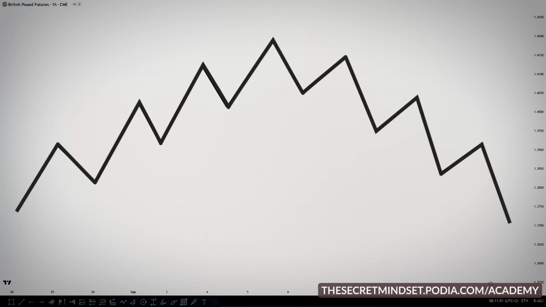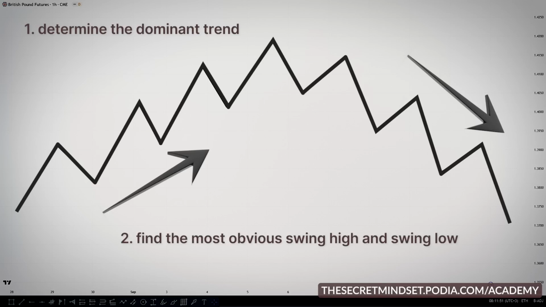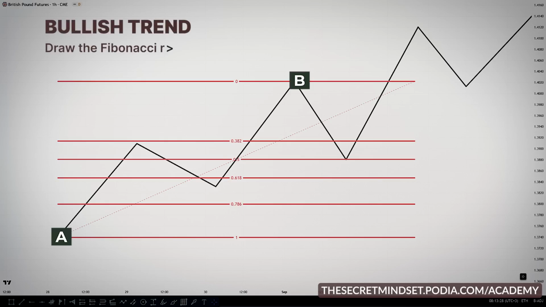To apply Fib retracements correctly, you need to start by determining the dominant trend. Once you've identified the trend, your next step is to find the most obvious swing high and swing low. These are the points you'll use to draw your Fibonacci lines. In a bullish trend, you'll draw the Fib retracement from the swing low to the swing high.